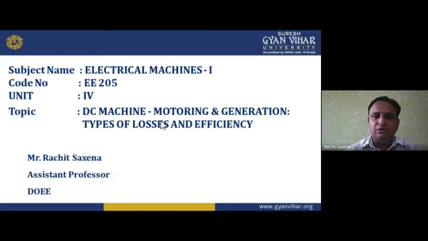Subject code is W205, Unit 5th, 4th is running on. The topic which we are going to cover is DC machine motoring and generation, and the subtopic is types of losses and efficiency.